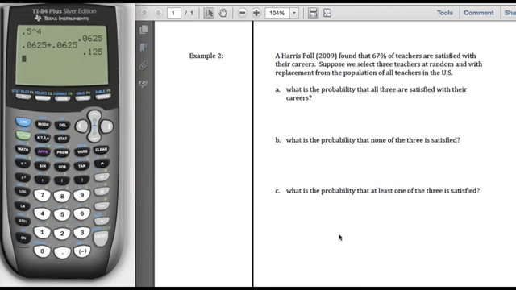Example 2. This is definitely an important example to study, especially as you're getting ready for our upcoming test. It says a Harris poll in 2009 found that 67% of teachers are satisfied with their careers. Suppose that we select 3 teachers at random and with replacement from the population of all teachers in the U.S. A asks, what is the probability that all 3 are satisfied with their careers? So I'm looking for the probability that we have a satisfied teacher, then a satisfied teacher, and then a satisfied teacher. 3 satisfieds in a row.